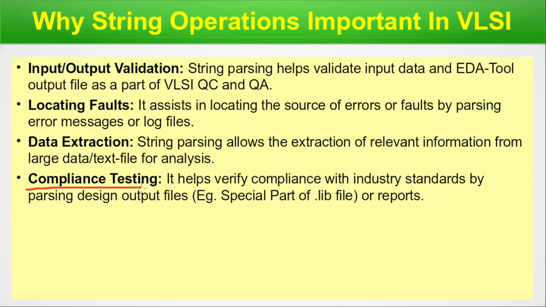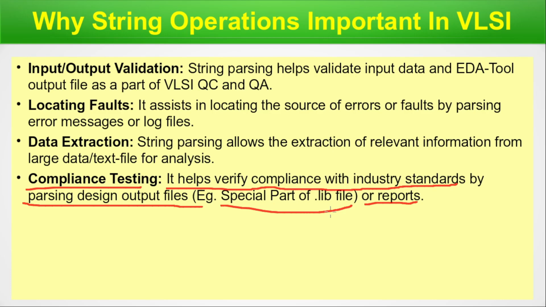Next, compliance testing. It helps verify the compliance with industry standards by parsing the design output files or reports. Here we give an example, right? Some special part of a .lib file. Say the .lib files are generally created through the standard cell characterization process, but it may happen in your design house, some extra data that is getting generated by your design teams for each and every cell. And that data is internal data to your company, and that is not publicly available as a part of the .lib which you have received from the standard cell package or library or PDK or DK, whatever you say.